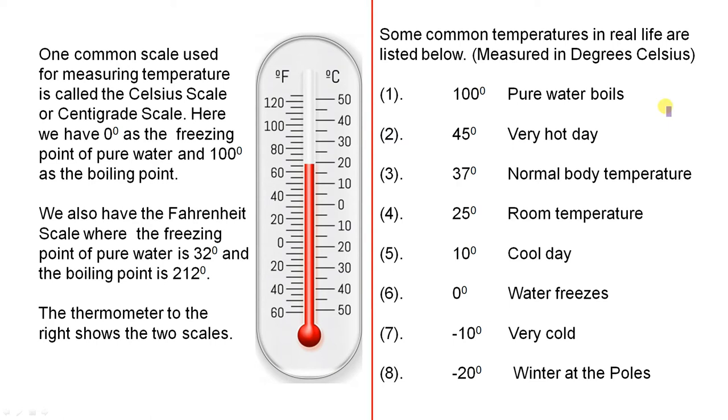Some common temperatures in real life are listed below, and the measurements here are in degrees Celsius. So 100 degrees, that's where pure water boils. 45 degrees is a very hot day, which is about there on the Celsius scale. 37 degrees is normal body temperature. 25 degrees is room temperature.